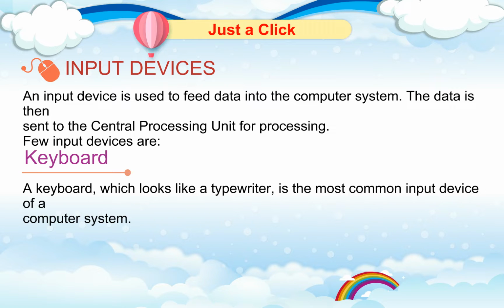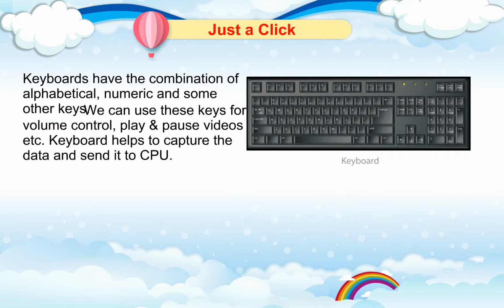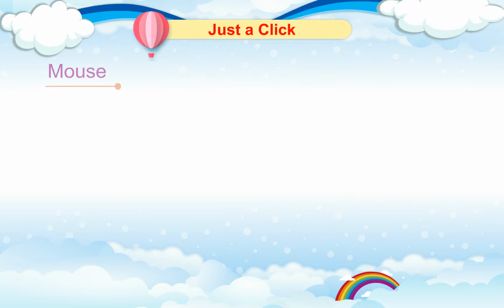A keyboard, which looks like a typewriter, is the most common input device of a computer system. Keyboards have a combination of alphabetical, numeric, and some other keys. We can use these keys for volume control, to play and pause videos, etc. The keyboard helps to capture the data and send it to the CPU.